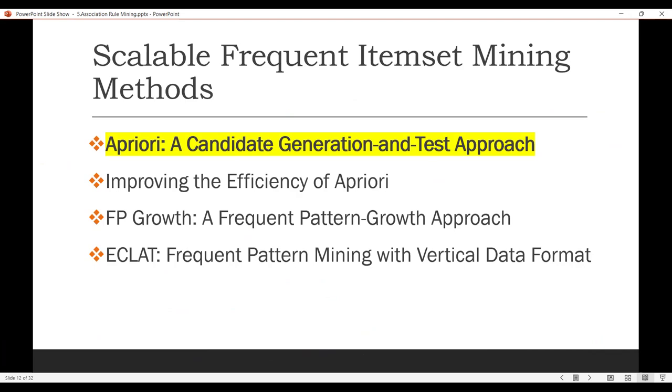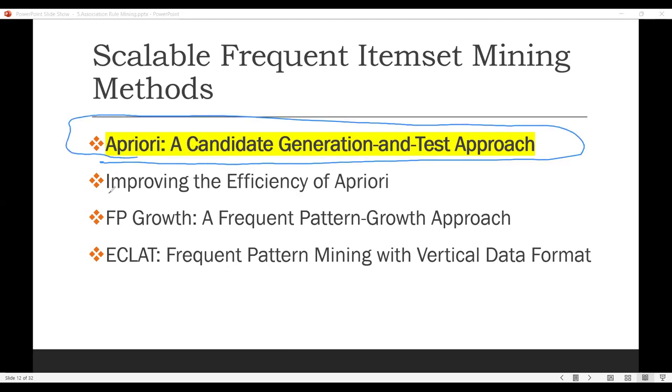Apriori algorithm, customized Apriori algorithm, a frequent pattern growth approach. There are 4 different approaches we can use to extract association rules. But in this session, we will only look at the Apriori algorithm. We are dealing with this algorithm. If you need extra knowledge, you can search on the internet.